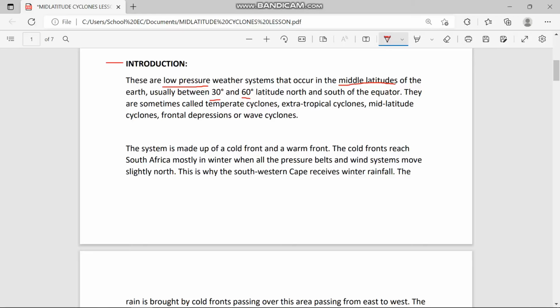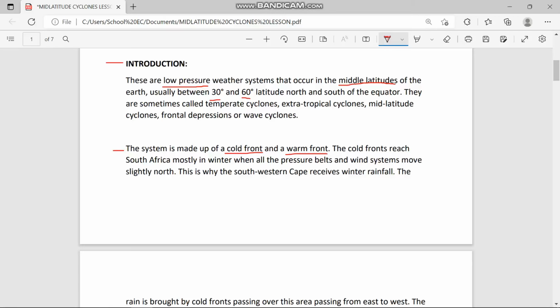The system is made up of a cold and a warm front. As you know, warm air as well as cold air met and formed this mid-latitude cyclone, meaning that there will be a warm front and a cold front.